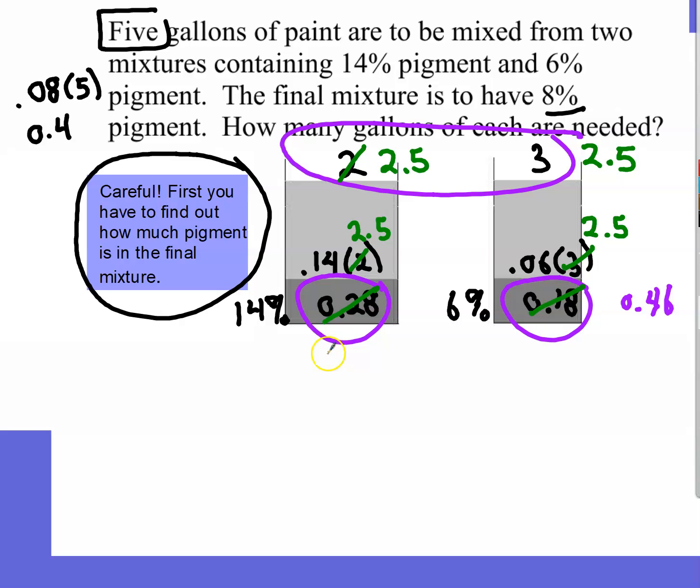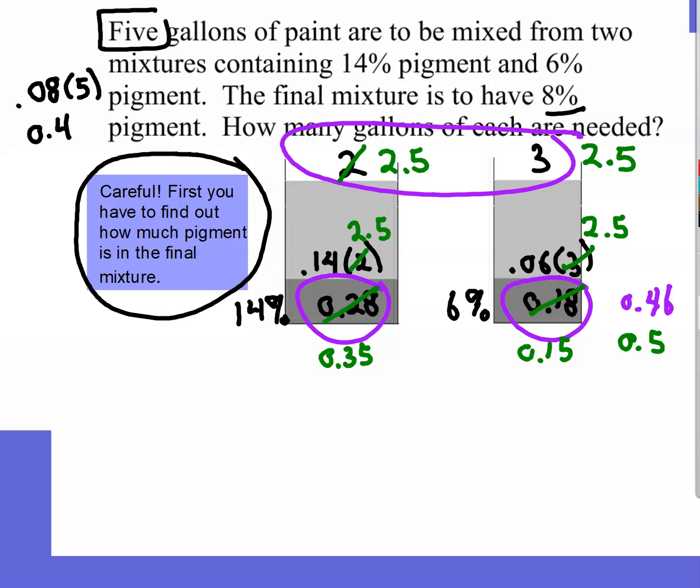That's 0.35. And 6% of 2.5 is 0.15. Okay. I know that my 2.5 and 2.5 add to 5, but do 0.35 and 0.15 add to 0.4? No, they add to 0.5. Okay. So we guessed incorrectly again, but that's okay. All I'm doing is guessing until my brain sees a pattern.